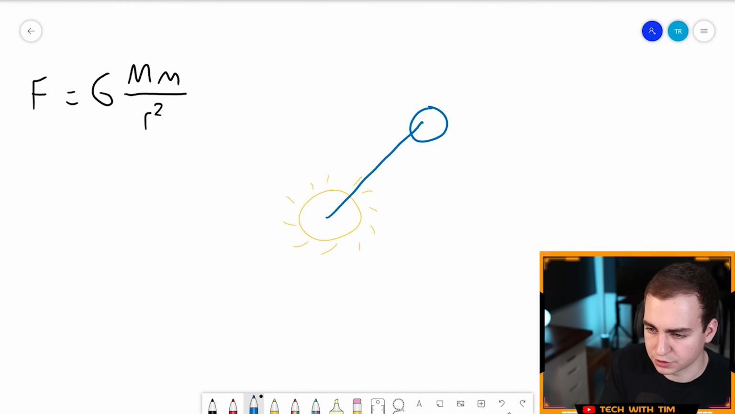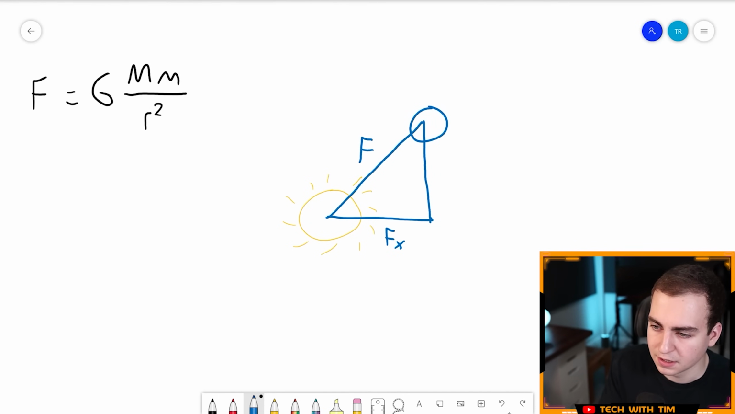Okay, so let's redraw this. So now let's say we know the force, okay? And again, we need to split this into x and y. So we need to have, I guess, Fx and Fy. Now, the way that we do this is we need to calculate the angle here, theta, because if we have any two aspects of a triangle, so if we have one side length and an angle and it's a right angled triangle, we can calculate any other angle or any other side length, right? That's just a property of a right triangle.